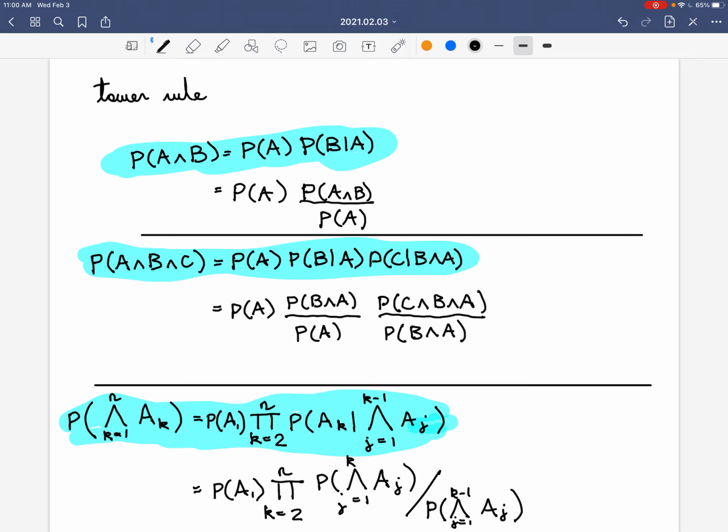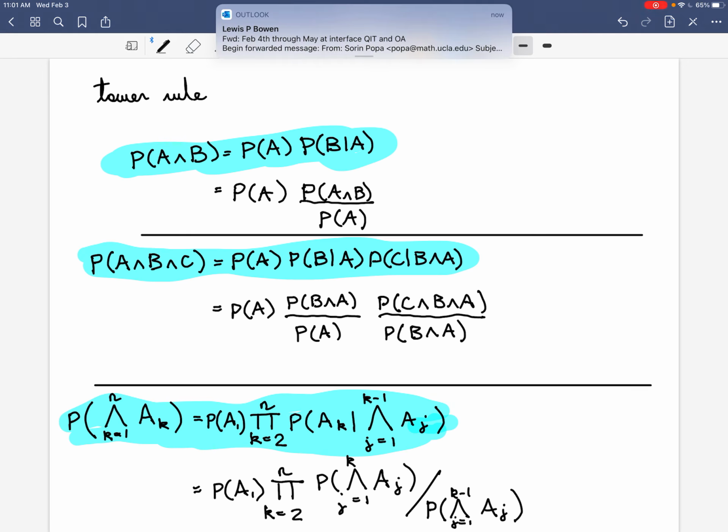But it has a variety of versions depending on how many events you want to apply it to. The simplest version of the Tower rule applies to two events, and I have it highlighted in teal at the top of the page. It allows you to calculate the probability of A and B as the probability of A times the probability of B given A. And you can see this calculation just works out as canceling out the probability of A.